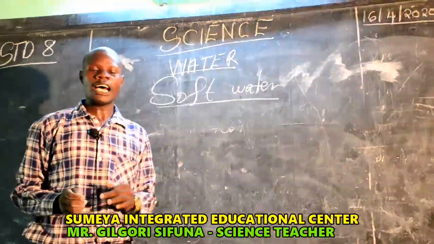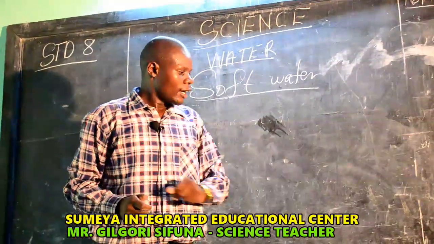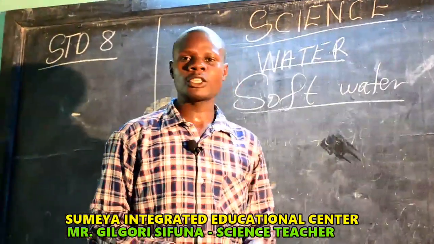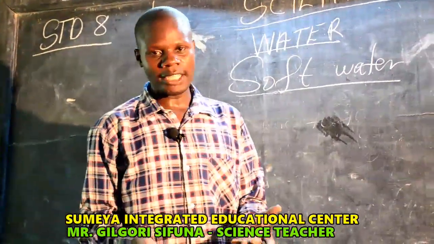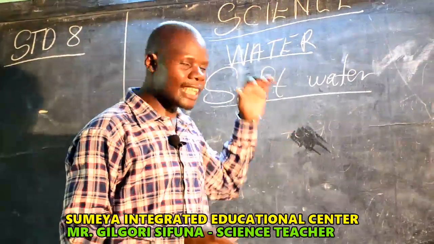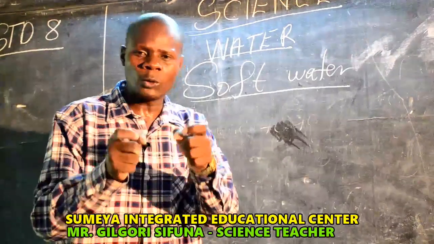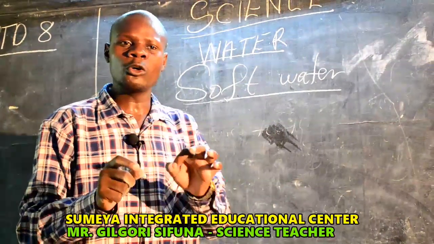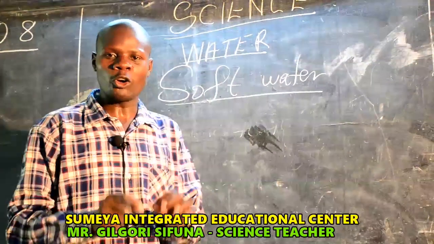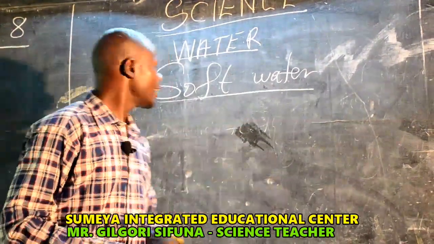I move to soft water. Now, what is soft water? In hard water, we say it contains a lot of dissolved salt, which is magnesium and calcium. In soft water, we say this is a type of water that contains little or no dissolved salt.